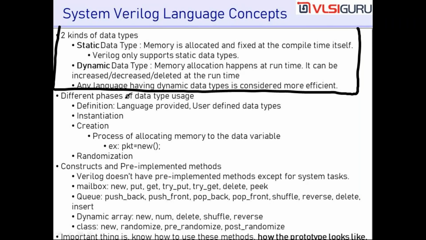So I hope you have read through this. System Verilog has two kinds of data types: static data type, where memory is allocated and fixed at compile time itself. Verilog only supports static data types. What is a dynamic data type? Memory allocation happens at runtime. It can be increased.